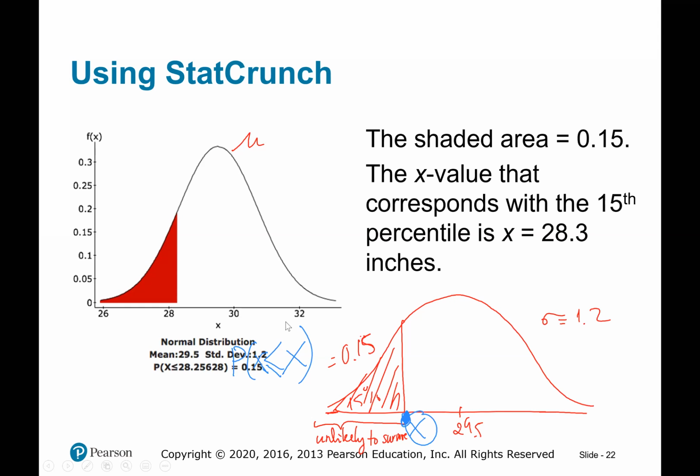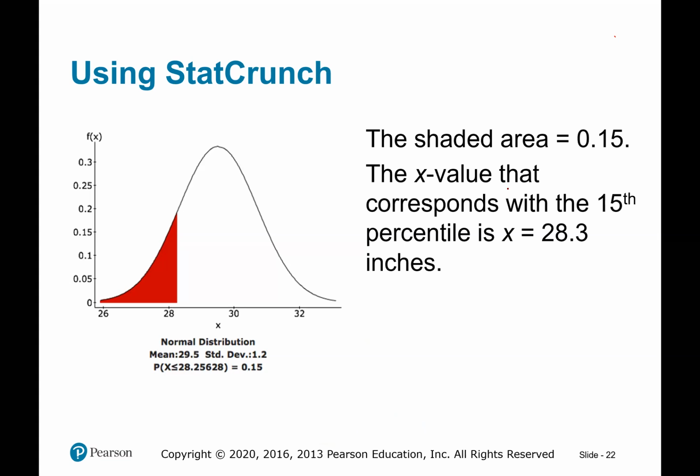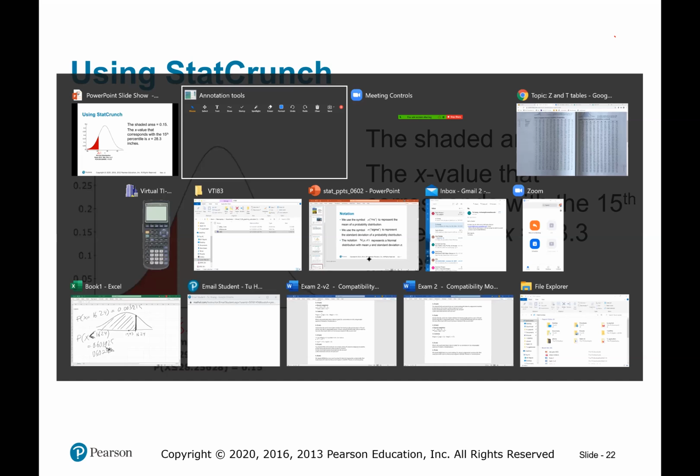So here is a way using StatCrunch. Firstly, the shaded area is going to be equal to 0.15, like I explained to you guys, and the x value that corresponds with the 15th percentile is going to be equal to 28.3 inches. So how can we find it? Let's go back to StatCrunch.